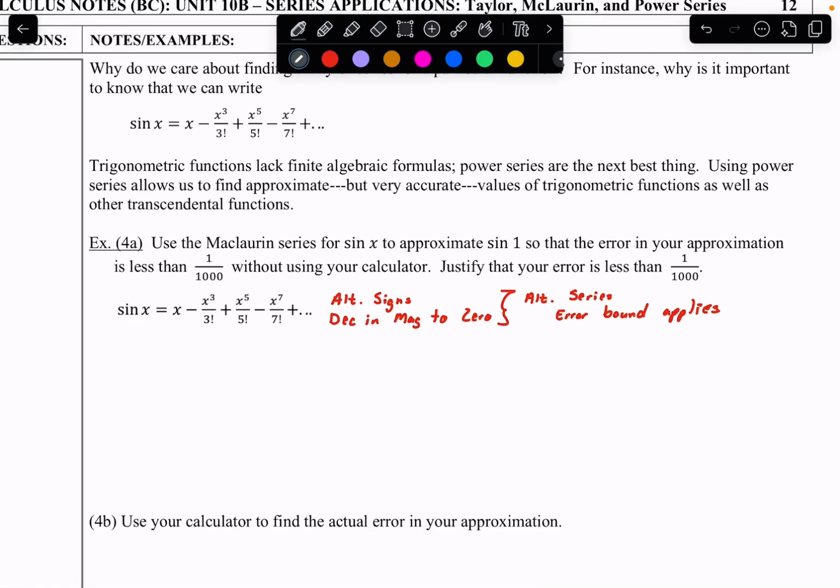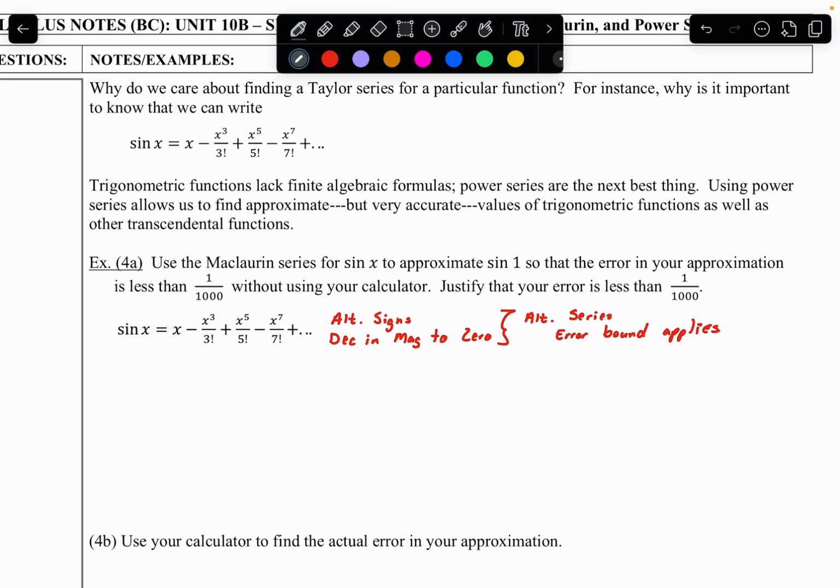So one of the ways that we can use these Maclaurin series that we're working with is to approximate values of trig or other transcendental functions. So if I have this sine of x, we can approximate a very accurate value for a trig function. Now we use this because trig functions lack finite algebraic formulas, right? But power series are going to be our next best thing.